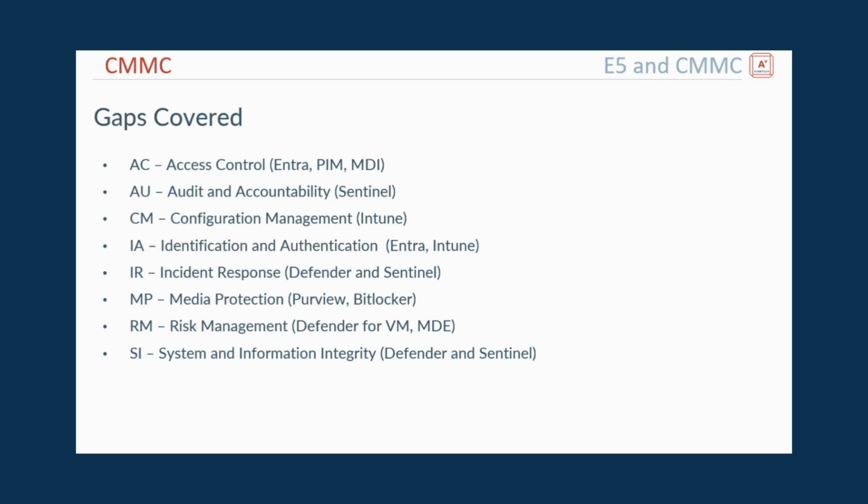do I want this set of people handling this job role to access the same things as this other set of people in that job role. And you can get granular on how you do that. So that could be which applications you allow them to access or which parts of which applications you want them to access, for example. For your identification and authentication, again, that's a lot of the Entra and Intune suite. Defender and Sentinel handling IR, Purview and BitLocker handling media protection, a couple different items within the Defender suite for your risk management, and then Defender and Sentinel for your system and information integrity.